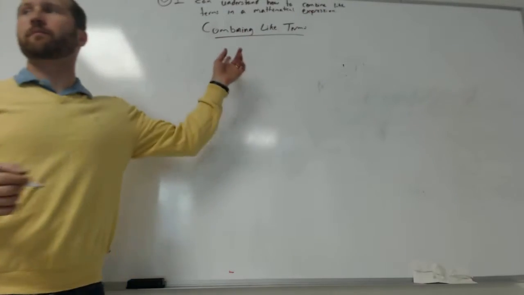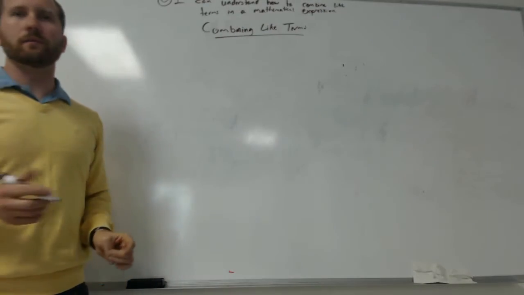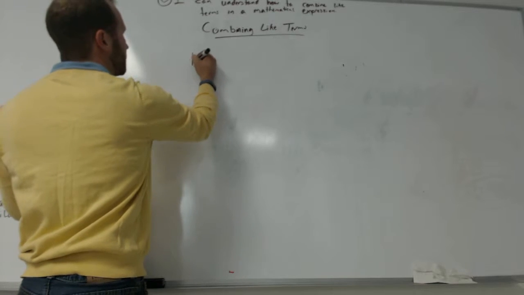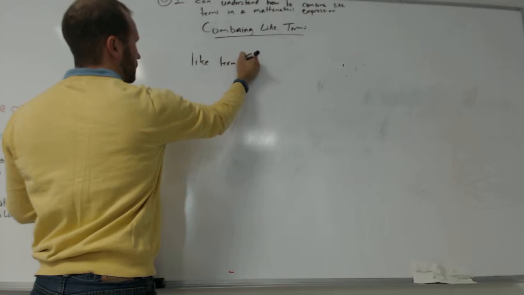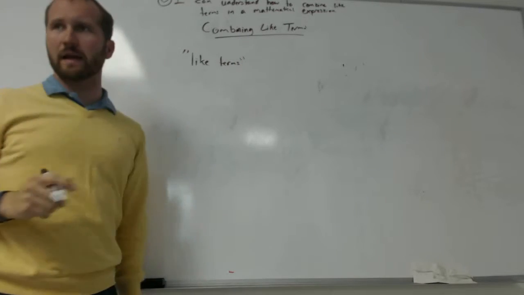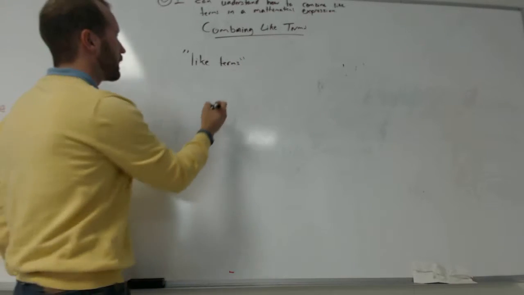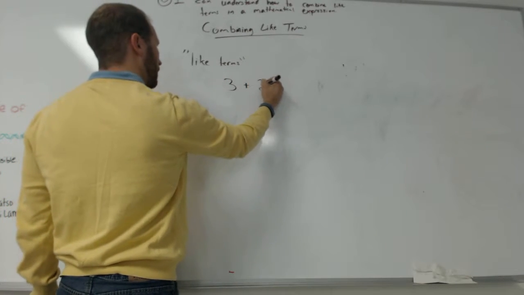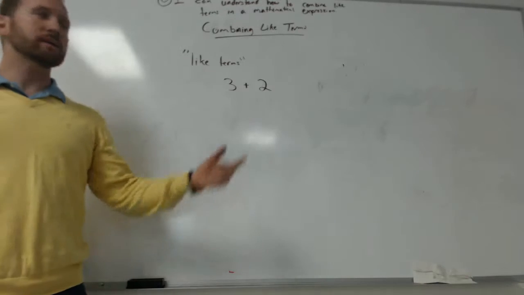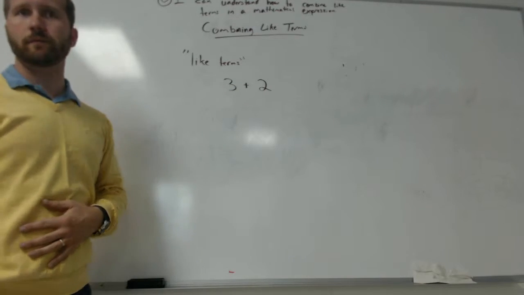Combining like terms. Like terms in math mean something very specific. Let me show you some examples of like terms. 3, I'm going to use a plus symbol, and 2. These are like terms. Okay?